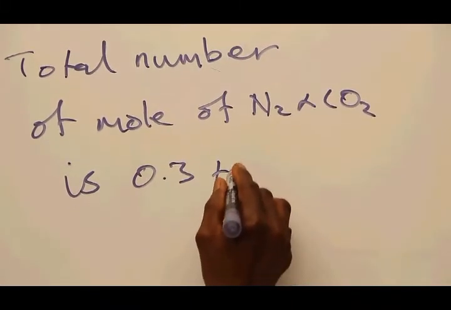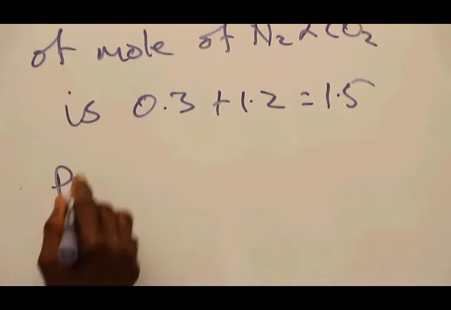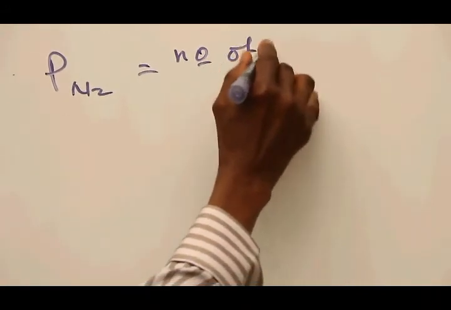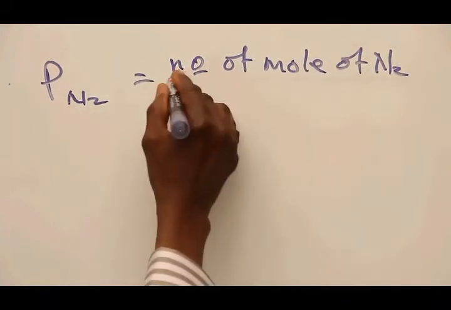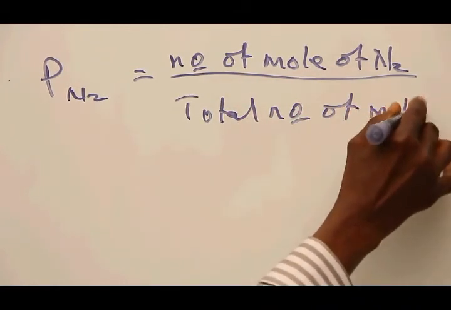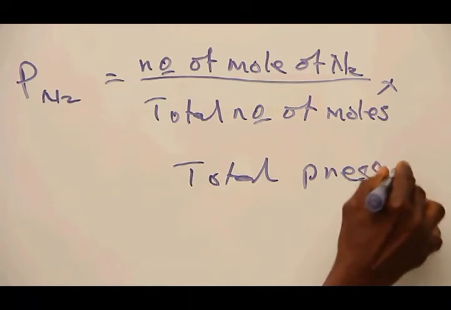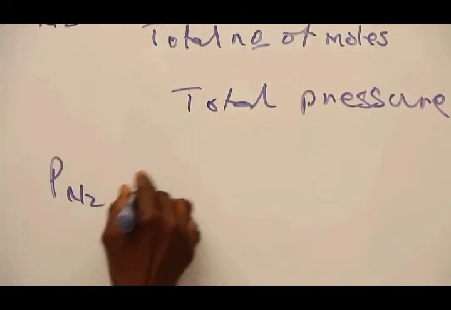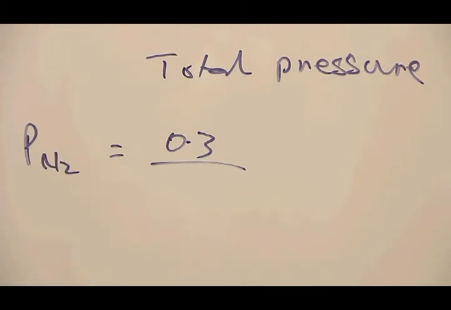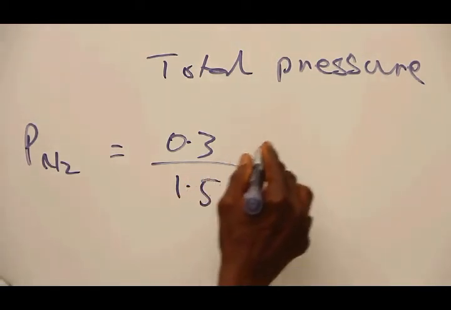Now, the total number of moles of nitrogen and carbon dioxide is 0.3 plus 1.2, that is 1.5. So therefore, the partial pressure of nitrogen is the number of moles of nitrogen divided by the total number of moles, times the total pressure. That is, the number of moles of nitrogen is 0.3, while the total number of moles of nitrogen and carbon dioxide is 1.5, and the total pressure is 2 atmospheres.